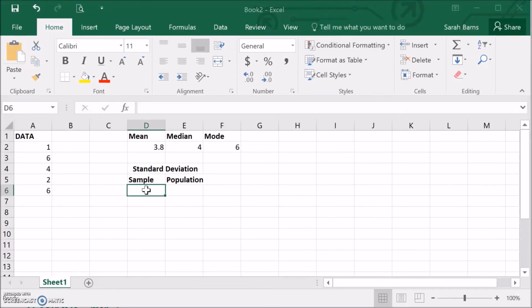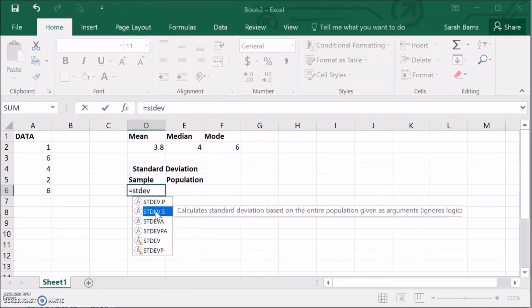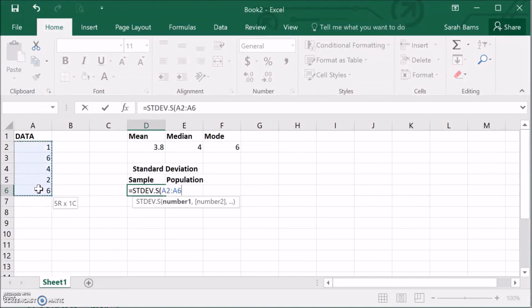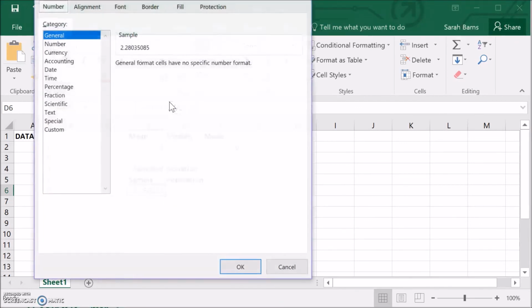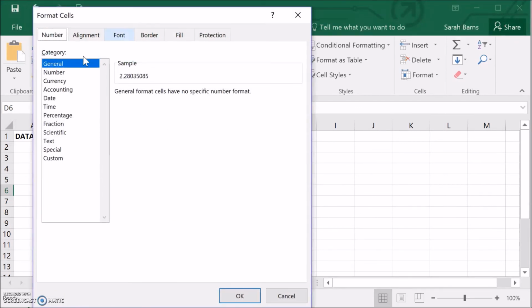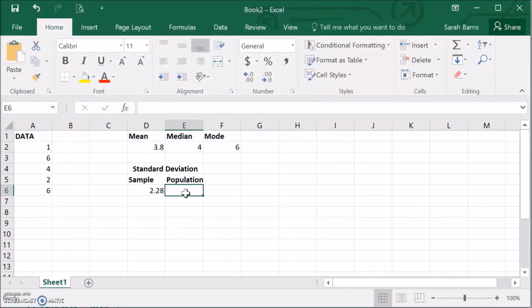For sample standard deviation, equals to start a formula, and then the function is stdev, and then depending on whether it's a sample or a population, pick the appropriate one. So .s would be sample, and then highlight the raw data, and we get 2.28 with a bunch of decimals. That's what I rounded before to 2.28. Remember, if you do want to round, just go into format cells, and then you can change it to be a different number of decimals.